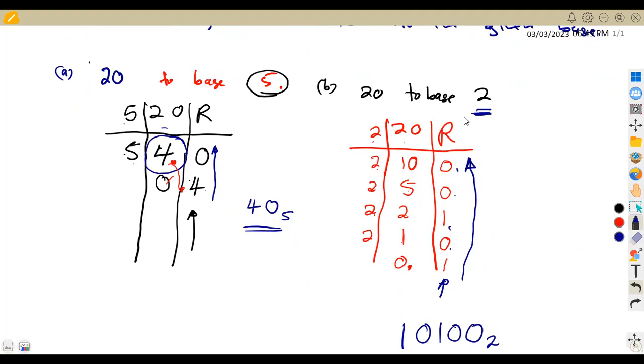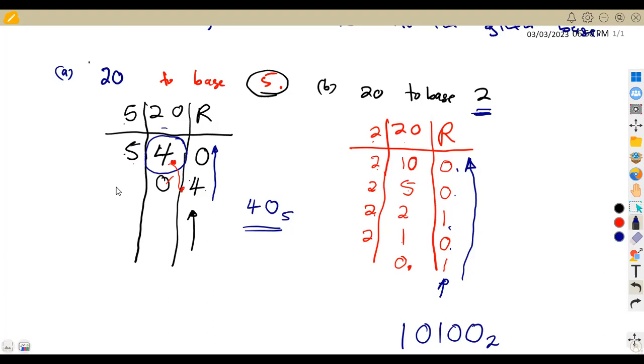So now, if you leave the base, what does it mean? It means that it's base 10. You've actually converted it to base 10. So you are not supposed to leave the base. Once you leave the base, then you are telling the marker that now my answer is in base 10, and that would be wrong.